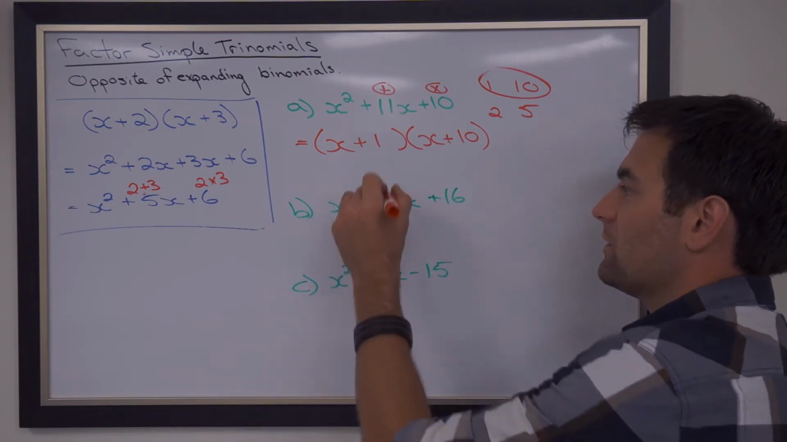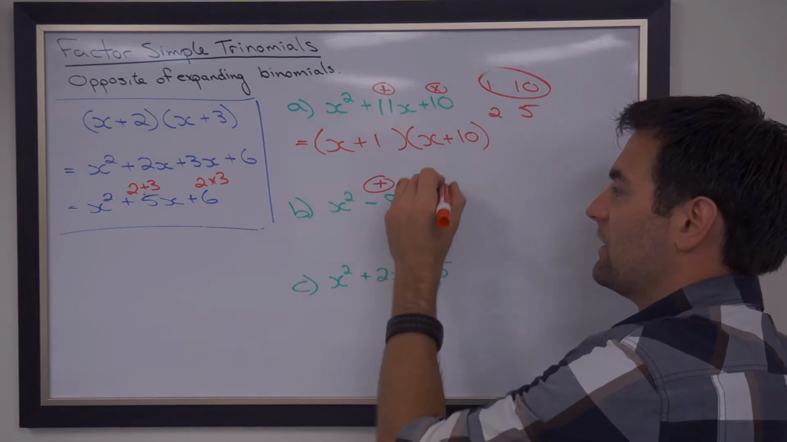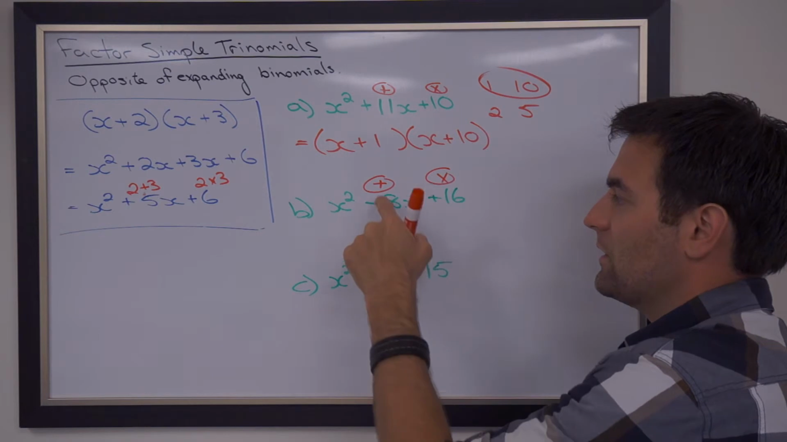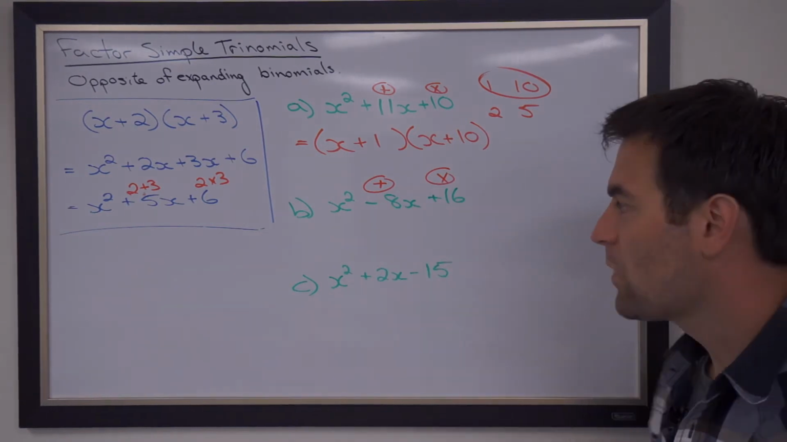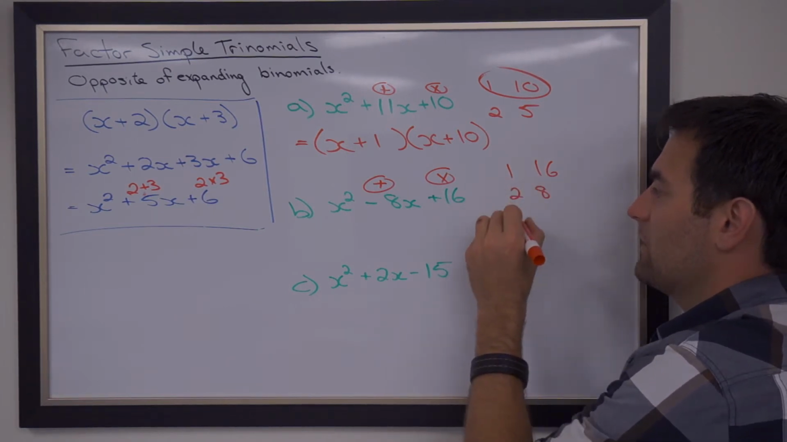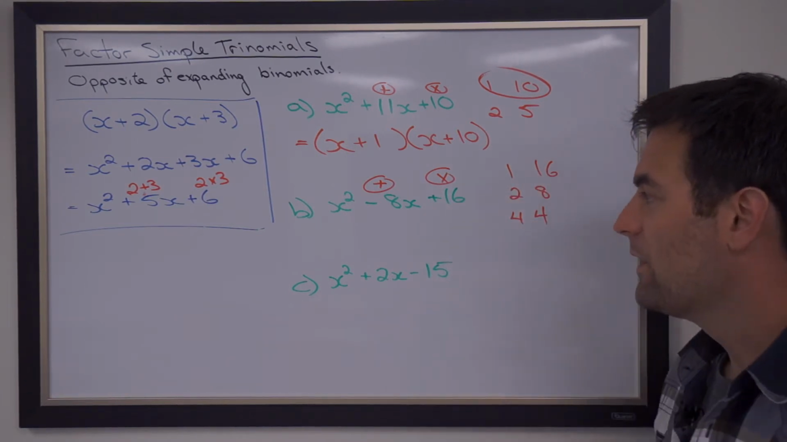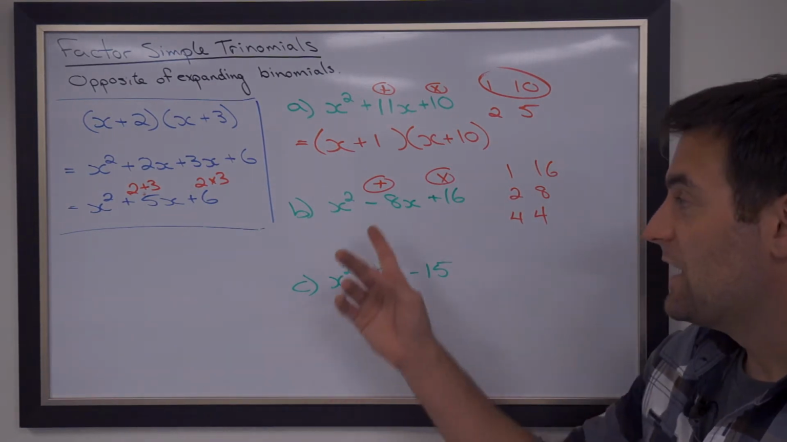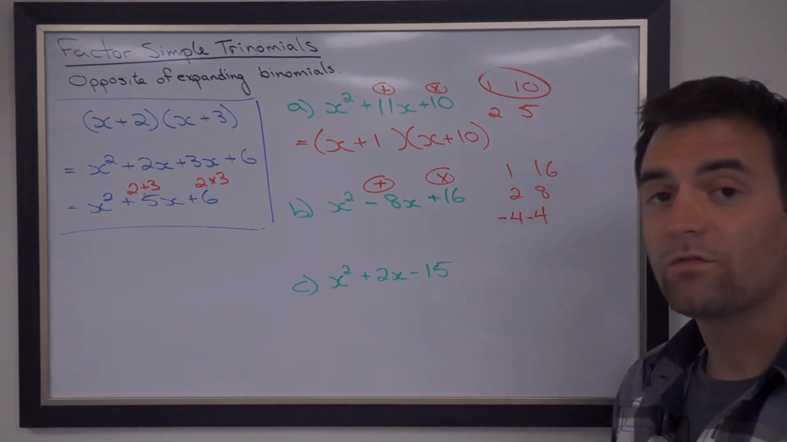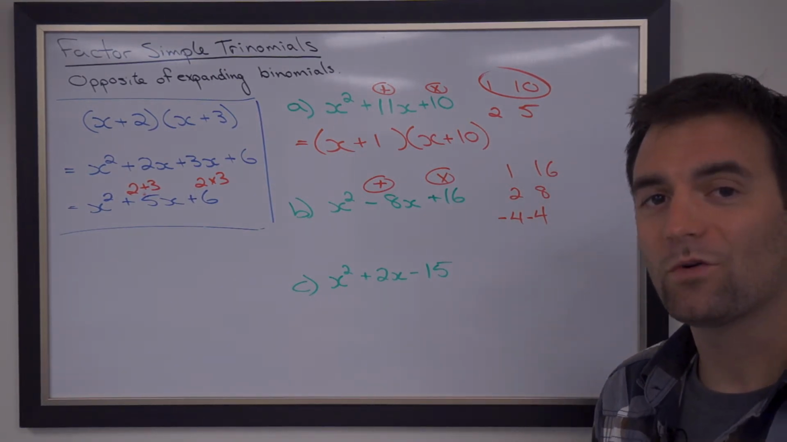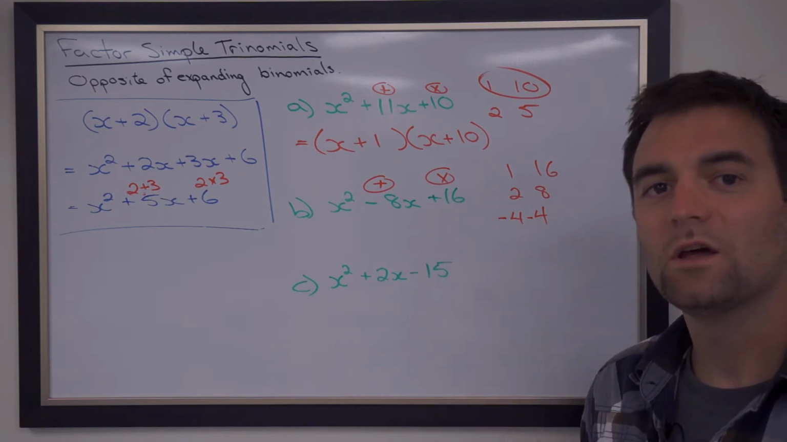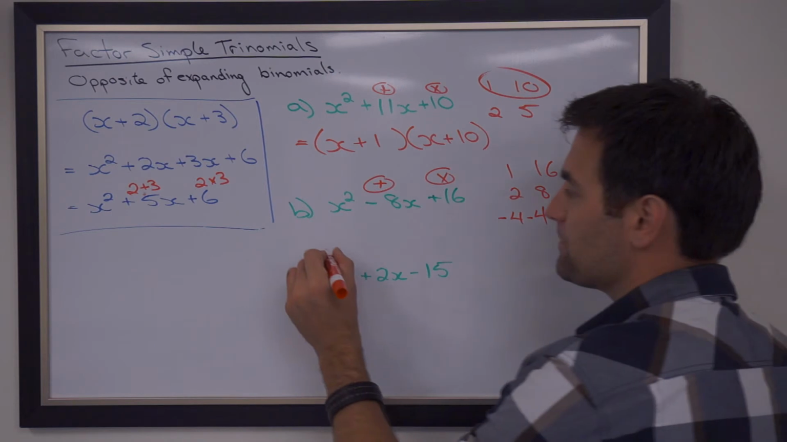In B, with the same idea, except we have a negative 8x and a plus 16, we're going to find two numbers that multiply to that last number and add to that middle number. Numbers that multiply to 16 are 1 and 16, 2 and 8, 4 and 4. Now, none of those add up to negative 8. But if we were to make this negative 4 and negative 4, negative 4 plus negative 4 is negative 8. And negative 4 times negative 4 is positive 16. And that would be the pair of numbers we're going to use.